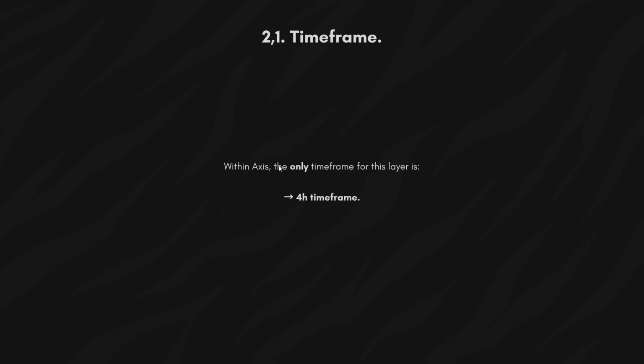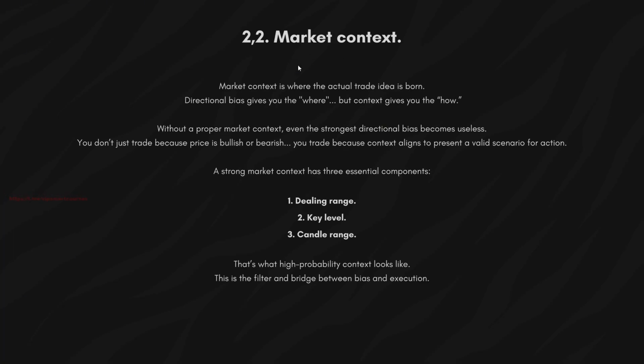Okay, now let's move on to the next slide and let's discuss the second component, which is market context. Now, market context is basically where the actual trade idea is born. The directional bias layer is where the idea begins, but this is where the trade idea is born. Within this layer, you will be establishing a market context, just as the name suggests, and then you'll be using that context to frame trades or frame executions on the lower time frame. And that's actually more important than knowing the directional bias.